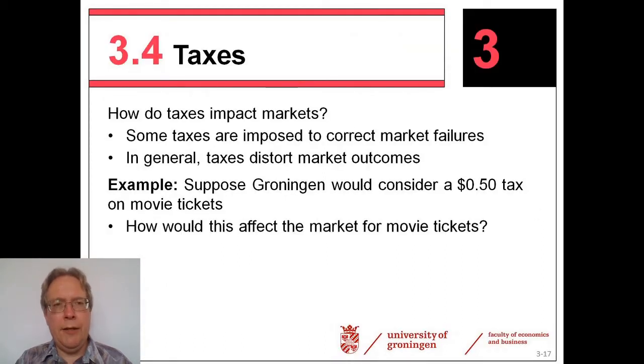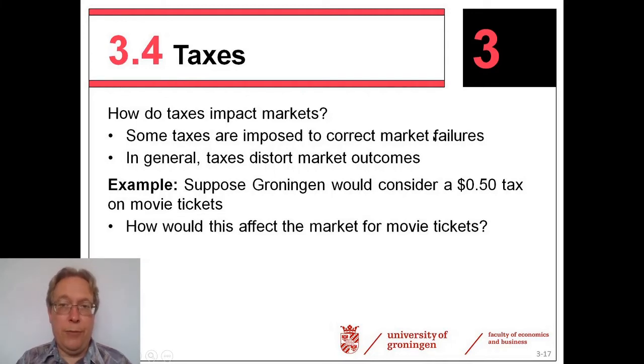Good. That brings us to the next topic, which is taxes. So we looked at price restrictions, we looked at quantity restrictions. There's another thing that governments can do, which is to impose taxes, right? And they could also impose taxes on these kind of simple markets. And an interesting question would be, what is the effect of that?